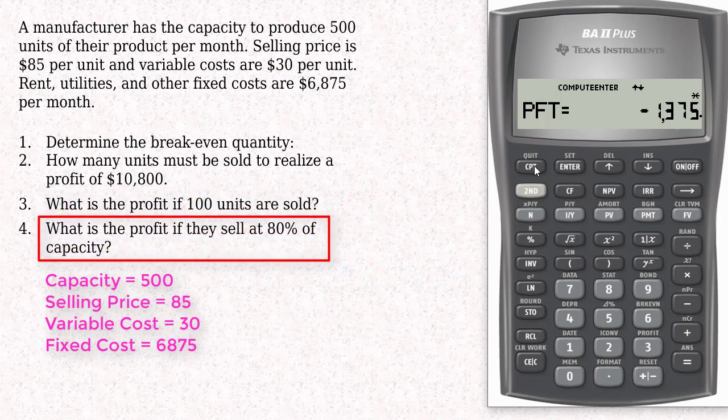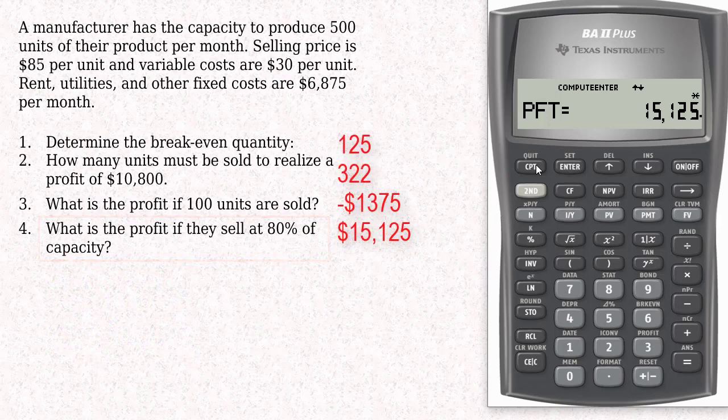Number 4. What is the profit if they sell at 80% of capacity? 80% of capacity is 80% of 500, which is 400. So we want the quantity to be 400. So we input that as 400, enter, and we can scroll back up to profit and compute. And that gives us 15,125. So the profit if they sell 80% of capacity is 15,125. And that's it for this video.